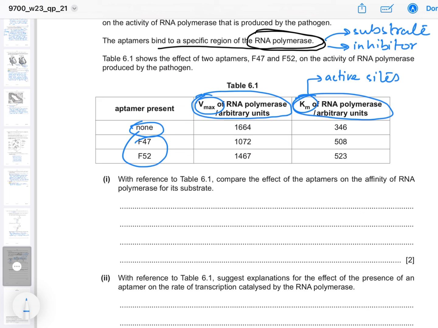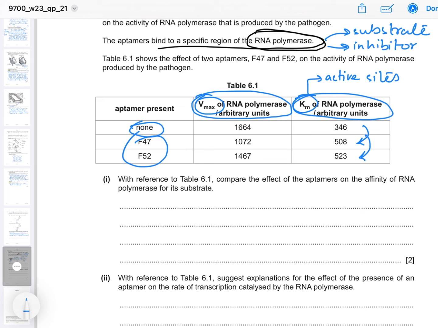Even at a small concentration of substrate, there would be enough attraction between the substrate molecules and the enzymes to occupy half of them, whereas a larger Michaelis-Menten constant would mean that the affinity of the enzyme for the substrate is smaller, as you would need a greater amount of substrate molecules to occupy half of the active sites. Anyway, the table here shows an increase in the Michaelis-Menten constant value of the enzyme when aptamers are bound to it, from 346 to 508 and 523, and this indicates that the aptamers reduce the enzyme activity by acting as inhibitors. Again, affinity here means attraction of an enzyme for its substrate.